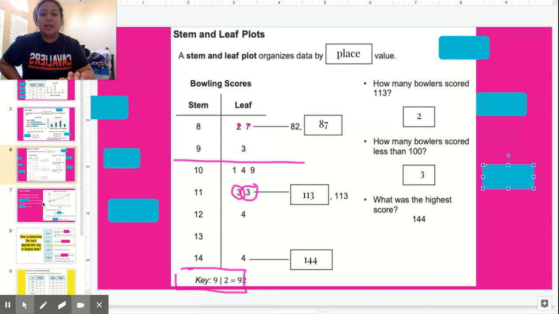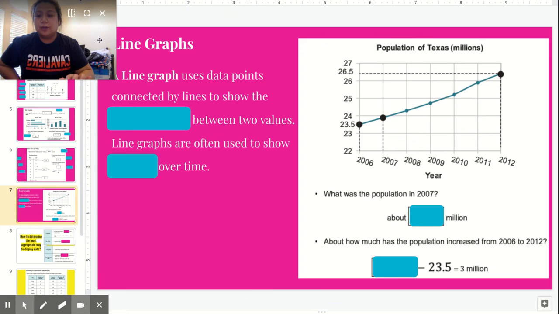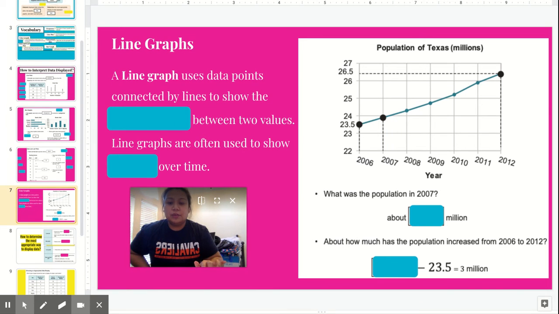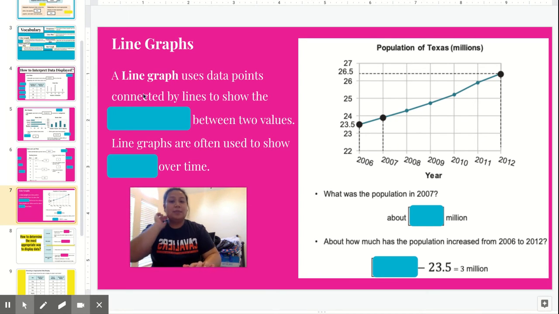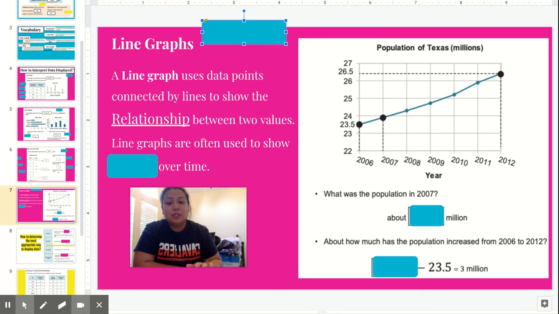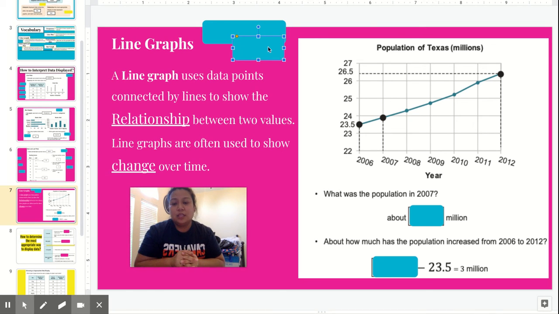Okay, and the final graph that they want us to go over. I'll put myself right here. These are line graphs, and it says a line graph uses data points connected by lines to show the relationship between 2 values. Line graphs are often used to show change over time. Remember what I told you, line graphs are really important in this unit. They keep coming up on different quiz questions. So line graphs show the change over time.